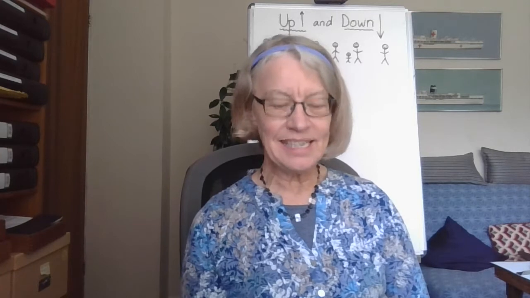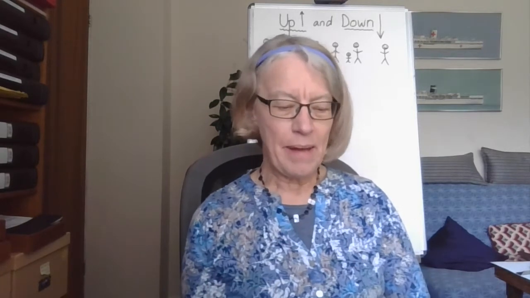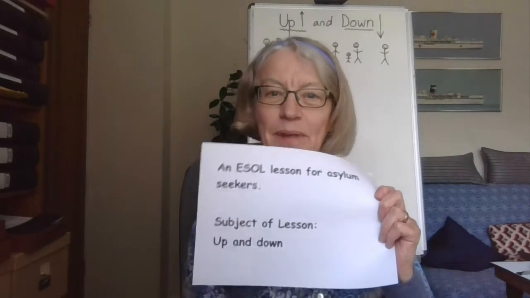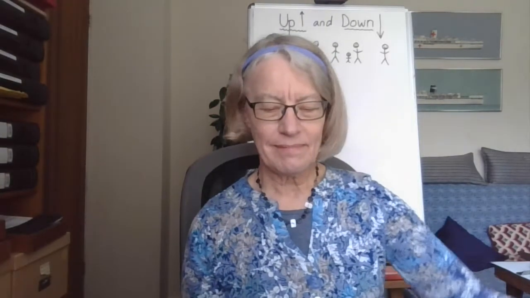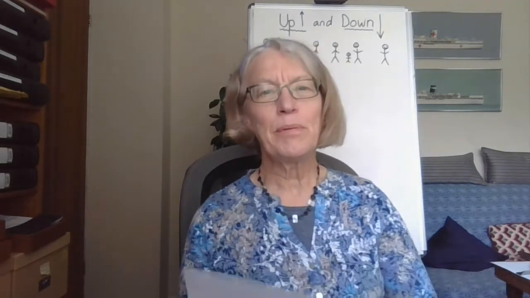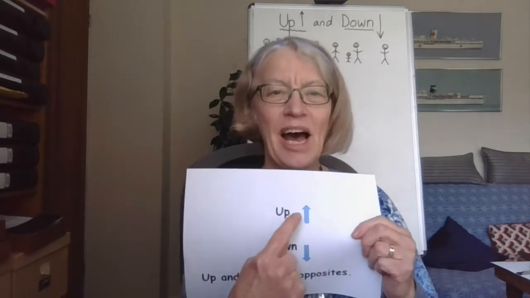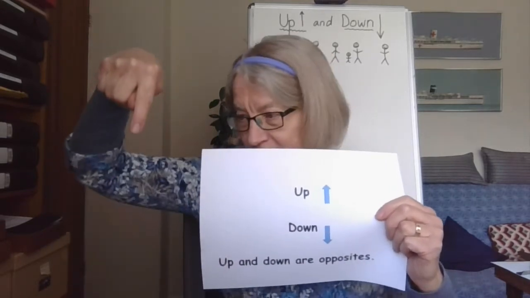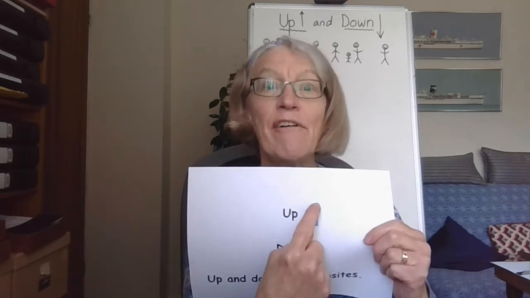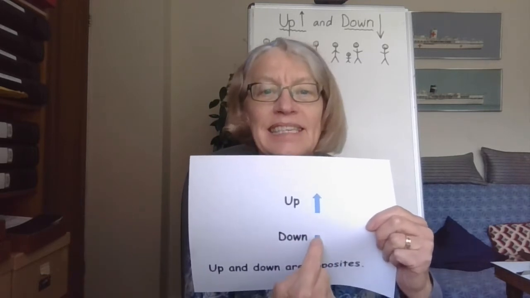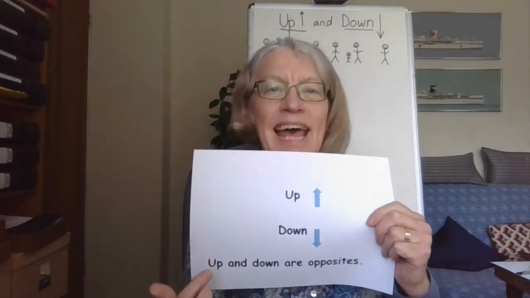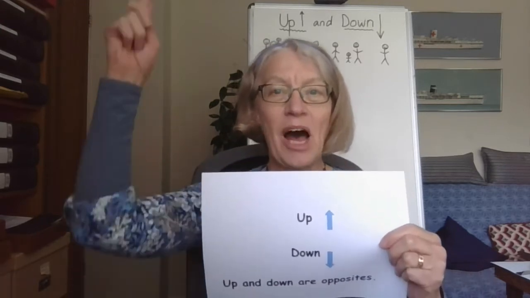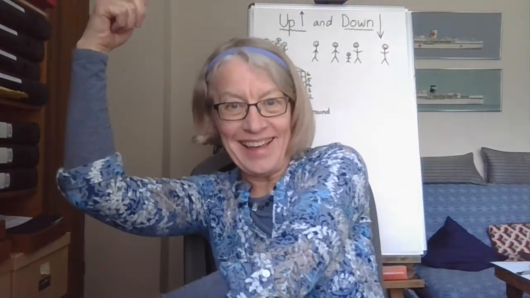And today's ESOL lesson is going to be about the subject of up and down. I think you probably know what it means, but just in case, up means up that way, and down is down. So these are arrows which show you up and down. We say that up and down are opposites because they mean opposite things. Up is that way, down is that way. So they're opposites.